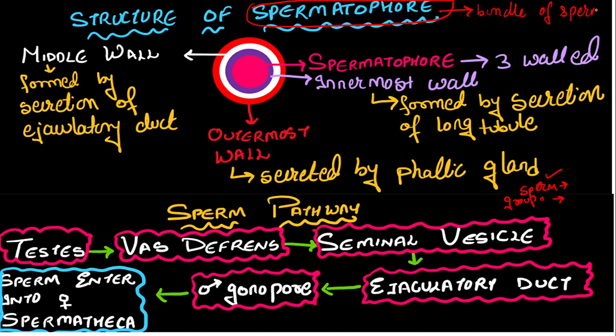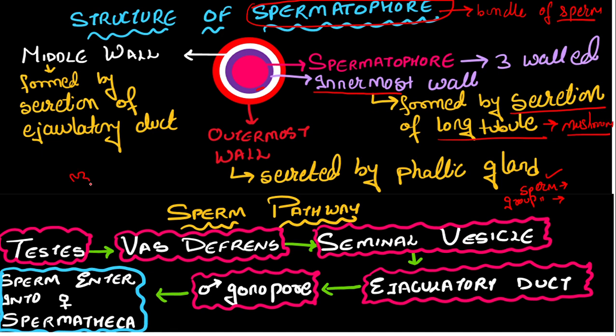Now, these sperms are super important, so they need covering. Just like a VIP has layers of security, similarly layers of security will be present for the sperm, for the spermatophore. The first layer, that is the innermost layer, is formed by the secretion of the long tubule. Which long tubule? Mushroom long tubule. You just read that mushroom has two tubules.